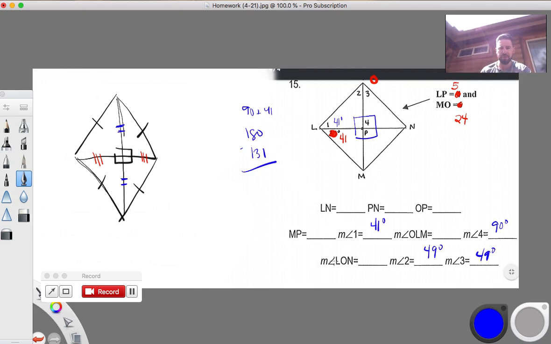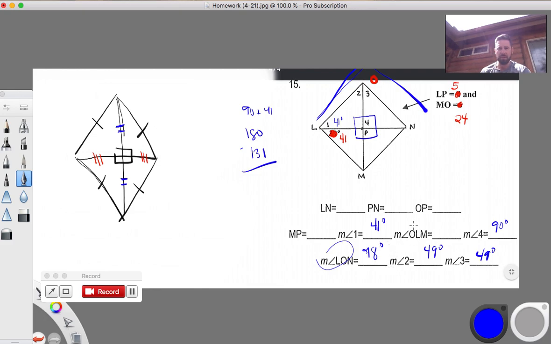They're asking for the measure of angle LON. From here to here to here. LON. You see that down here? Because we're only dealing with angles right now. Well, these top guys, 2 and 3, are both 49. So we have to add 49 and 49 together, and I think we get 98. So this guy's 98 degrees.